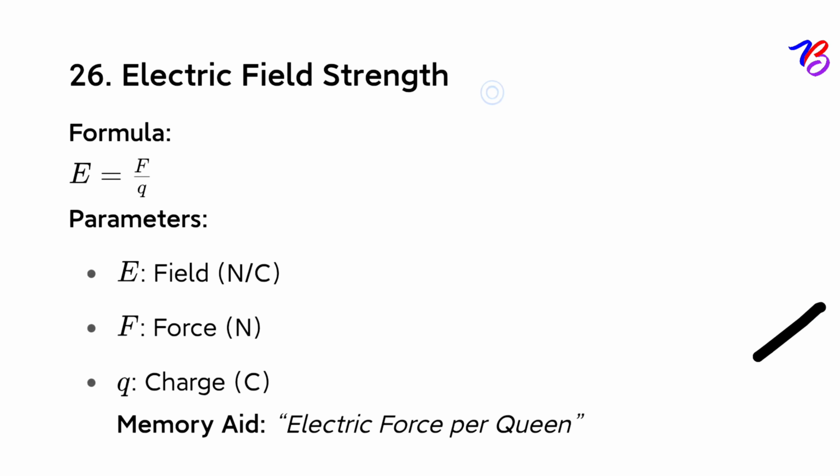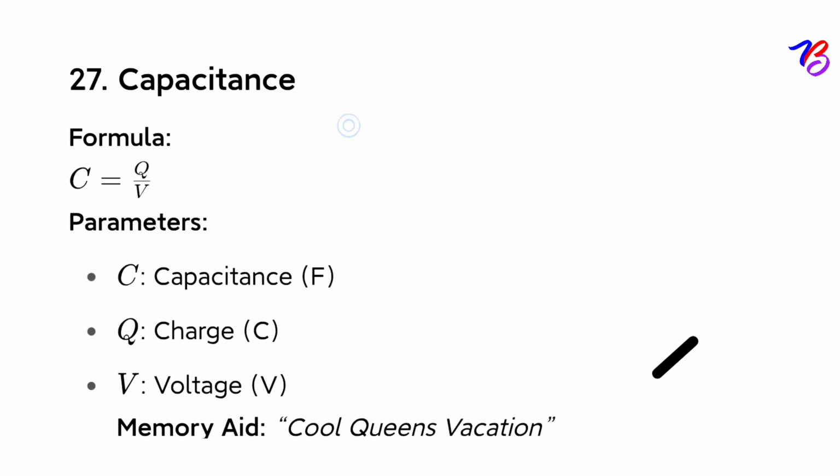26 is electric field strength. Our formula is given by E is equal to F divided by Q, so that our E is our field in Newton per coulomb. Our F is force in Newton, and our Q is charge in coulomb. So, electric force per charge. Electric force per charge.